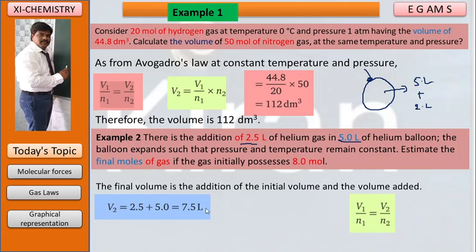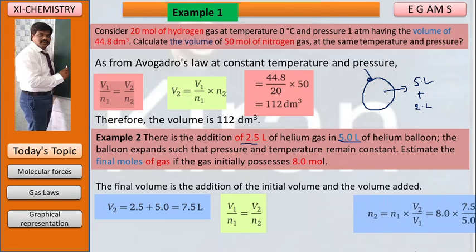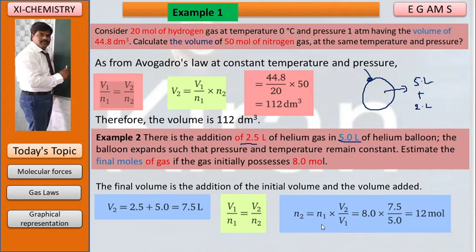Next. The formula we know is V1 by N1 is equal to V2 by N2. Substitute the values. N2 is equal to, you will get the formula, N1 into V2 by V1. So N1 is already given in the question, 8 moles into V2. V2 means initial volume plus added volume, 2.5 plus 5, that is 7.5. And V1 is the initial volume, that is 5 liters. You will get the answer 12 moles. The final number of moles in 7.5 liters of the gas is 12 moles.